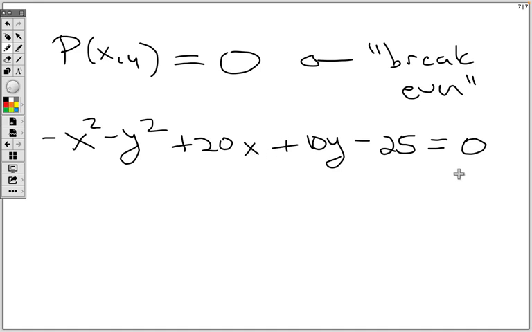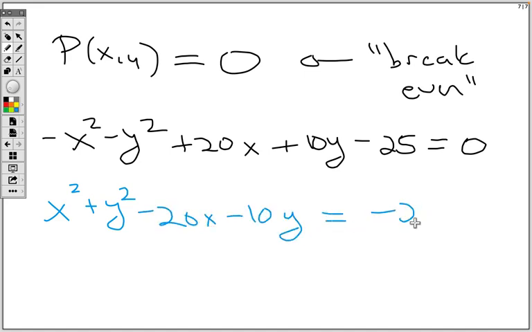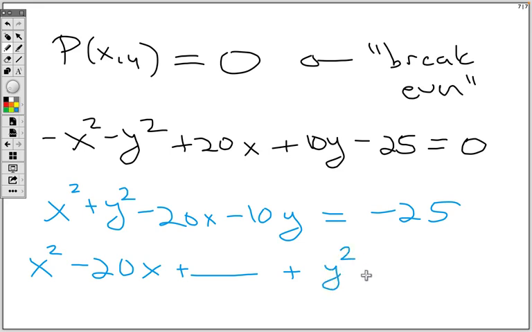All right, so let's put this into standard form. We can add the x squared plus y squared to both sides to get them positive, and then subtract off the x, subtract off the y. And now to get this into standard form, I've got to complete the square. The coefficients here of x squared and y squared are already 1, so I can go ahead and get started here.